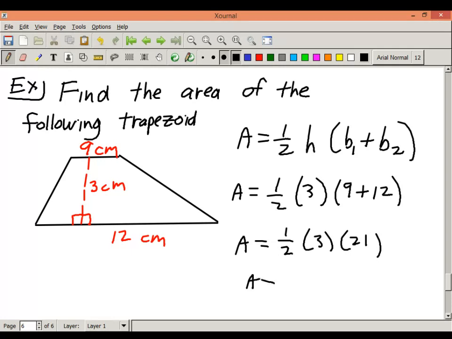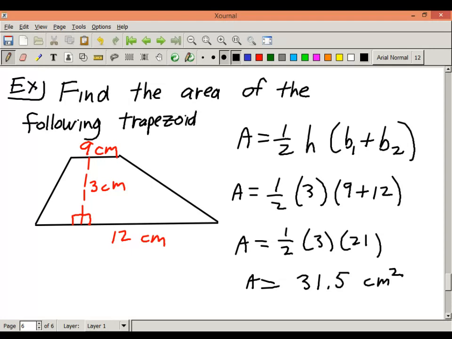And you can do that in your calculator. That's just going to be 63 divided by 2, right? Because you're multiplying by 1/2. So 63 divided by 2 is going to give you 31.5. And remember, when you're talking about area, you're talking about square units. So this is going to have to be square centimeters.